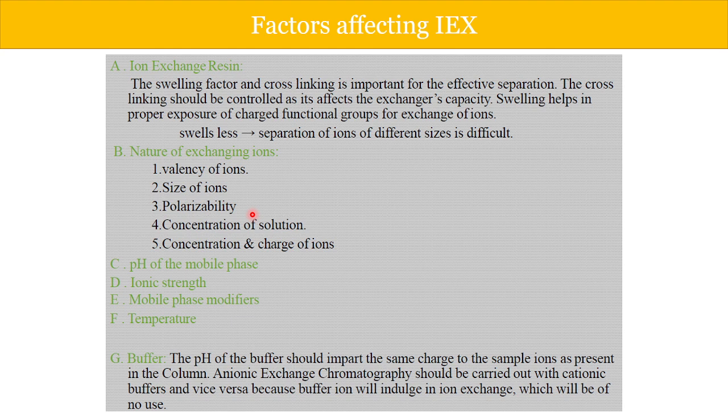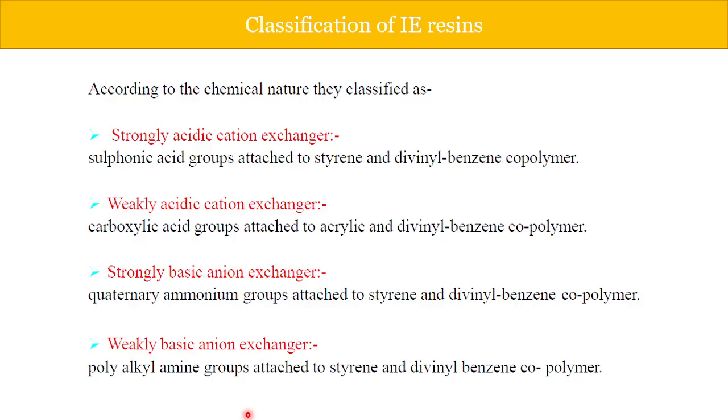The pH of the buffer should impart the same charge to the sample ions as present in the column. Then anion exchange chromatography should be carried out with cationic buffers, and vice versa, because otherwise the buffer ion will indulge in the ion exchange, which will be of no use. So that is why the buffer is also an important factor in this kind of chromatography.